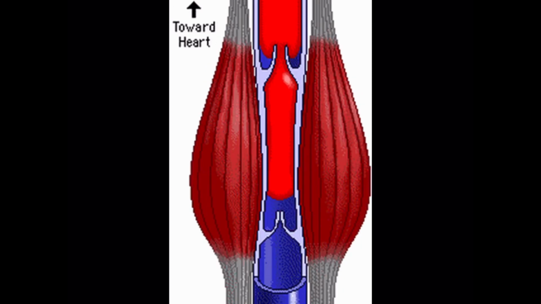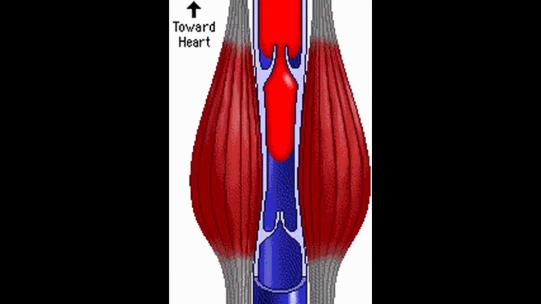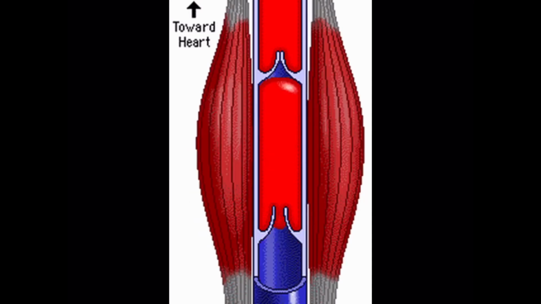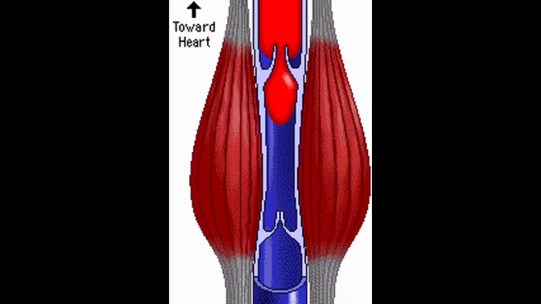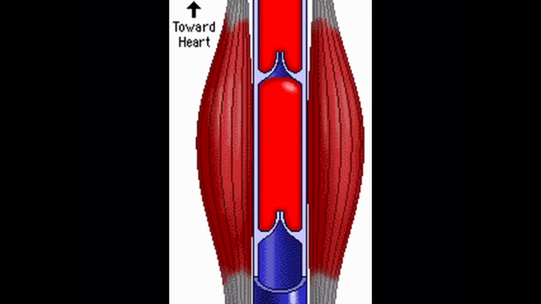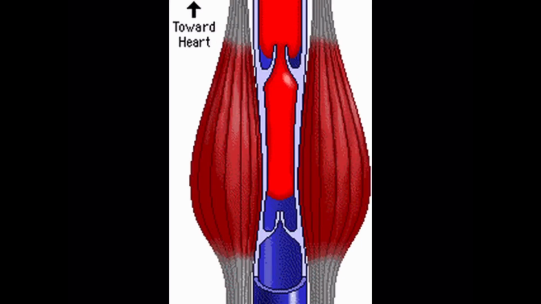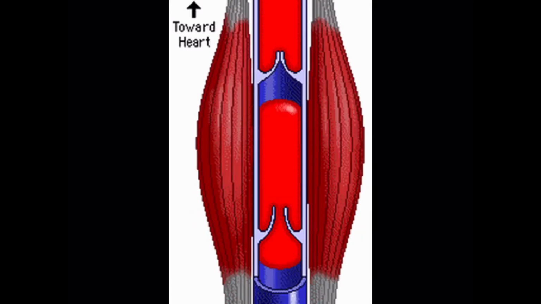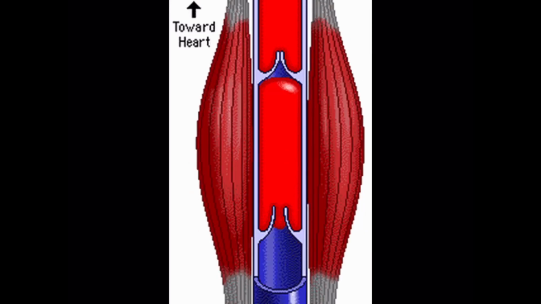Here you can see blood flowing back to the heart through a vein. You can see where the valves are located, and you can see that the vein is between two skeletal muscles. When there's contraction and relaxation of the muscles, this helps the blood flow back to the heart. It squeezes the blood back to the heart for it to pump the blood to the lungs to be oxygenated. So this is deoxygenated blood flowing back to the heart.